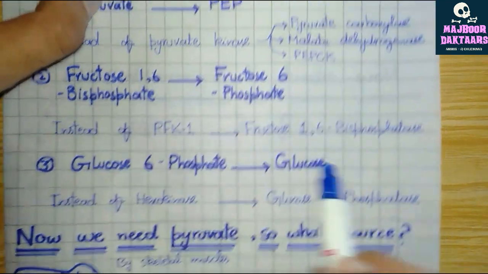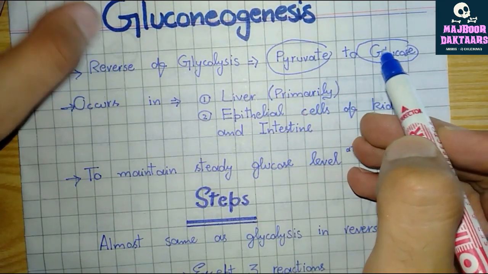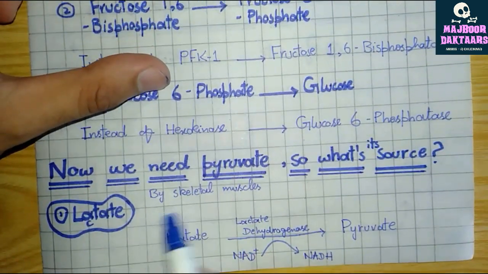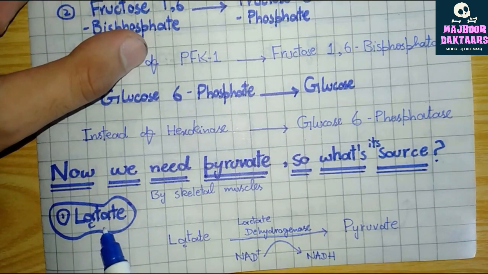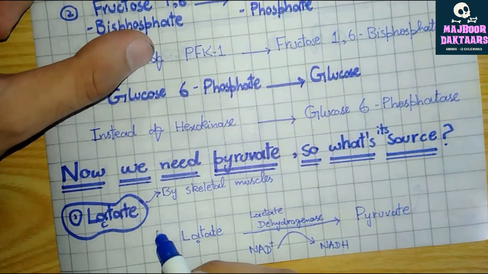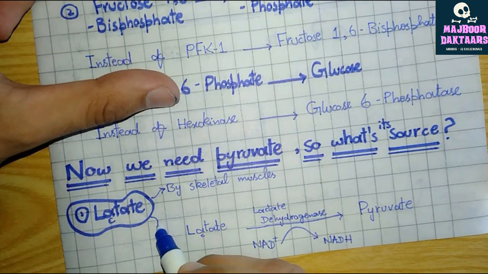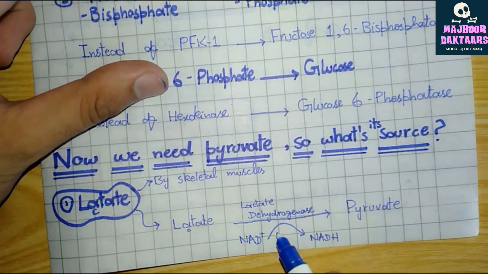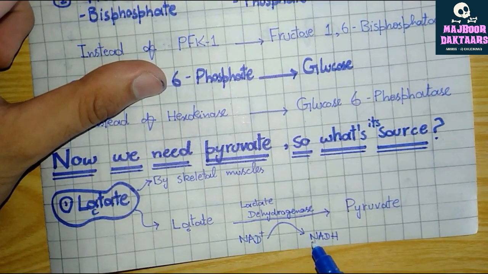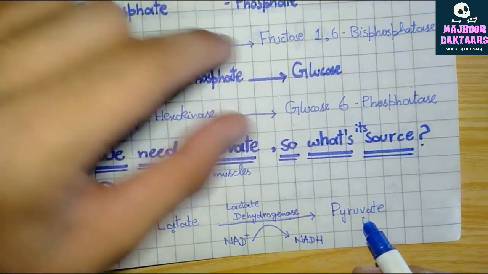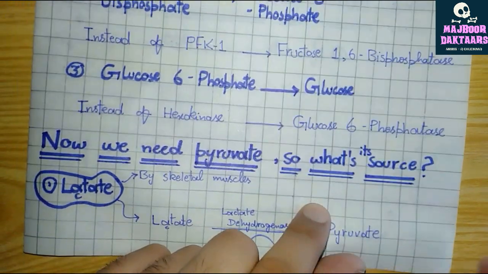Now a question arises: if we move from pyruvate to glucose in gluconeogenesis, then where do we get the pyruvate, the sources of pyruvate? We get it from lactate. Lactate is produced by the exercising skeletal muscles. And how does lactate give us pyruvate? The lactate is acted upon by lactate dehydrogenase, which forms a molecule of NADH and converts it into pyruvate. So the oxidation of lactate produces pyruvate.